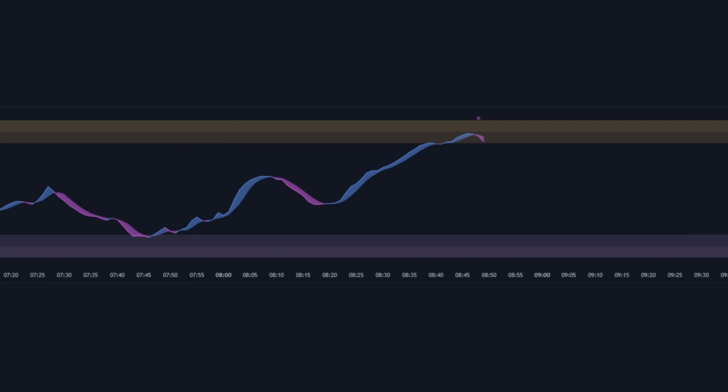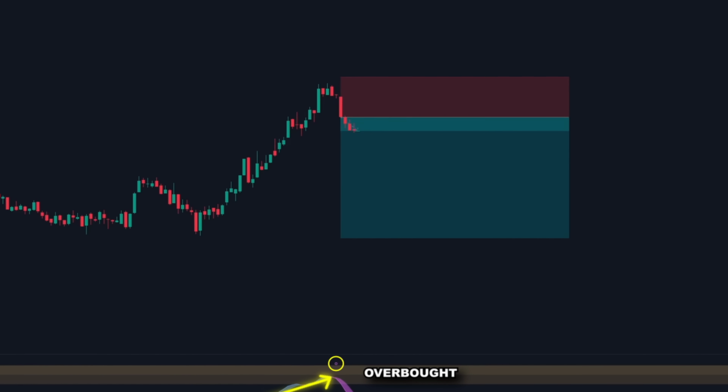For short positions, we flip the script completely. We wait patiently for the trend oscillator to climb into the upper horizontal zone, and when that purple circle appears, it's signaling a potentially overbought market with higher odds of a downside reversal. That's our cue for a short position.